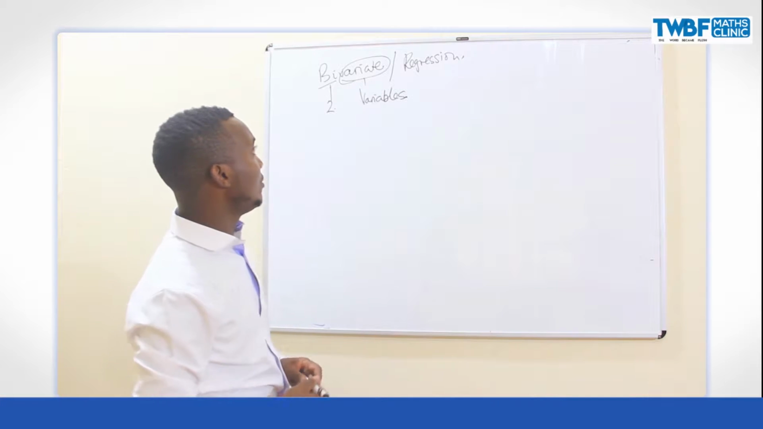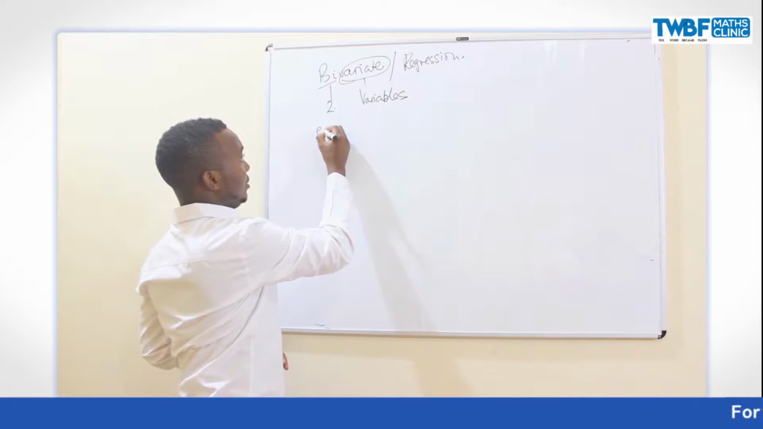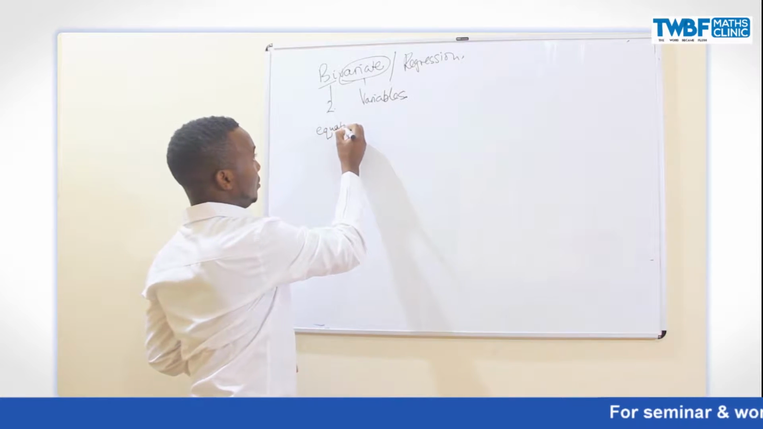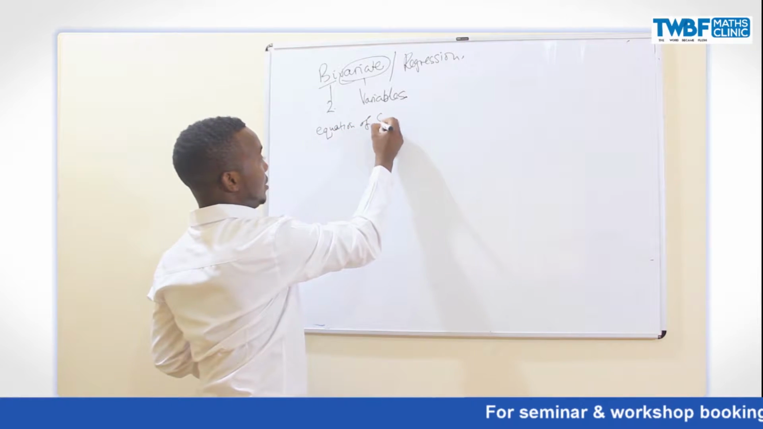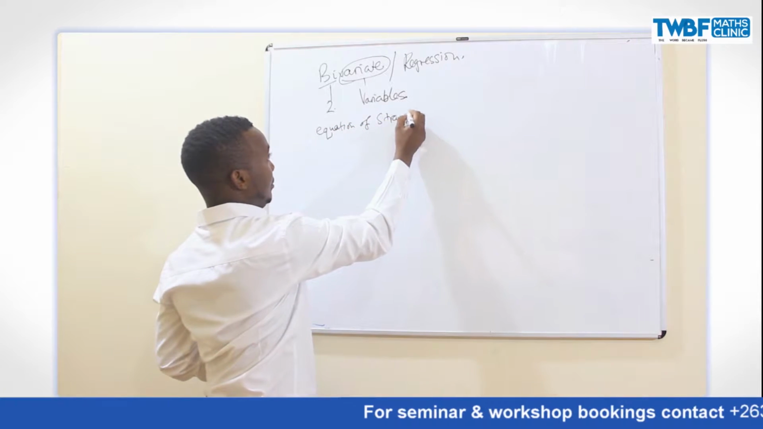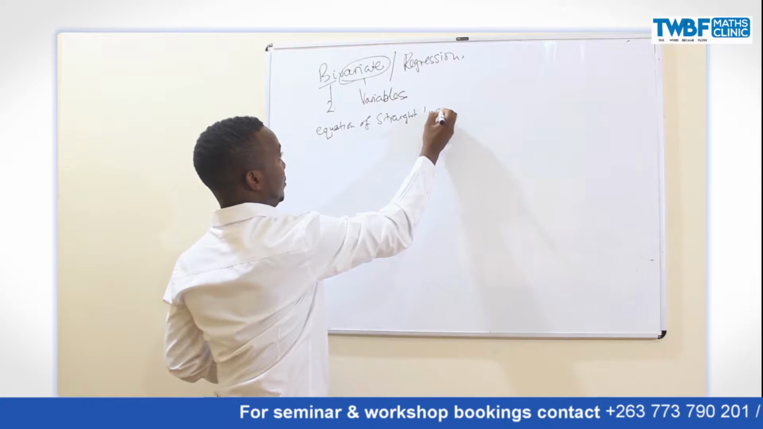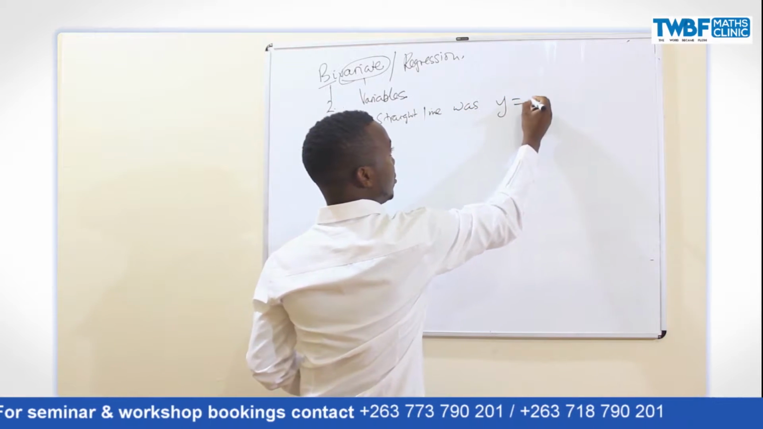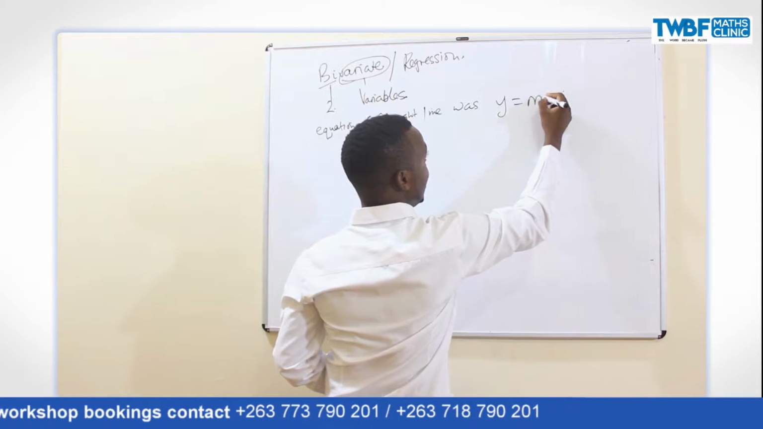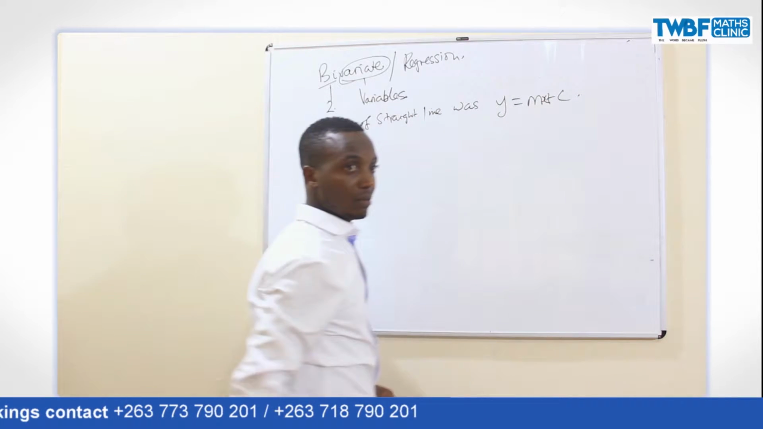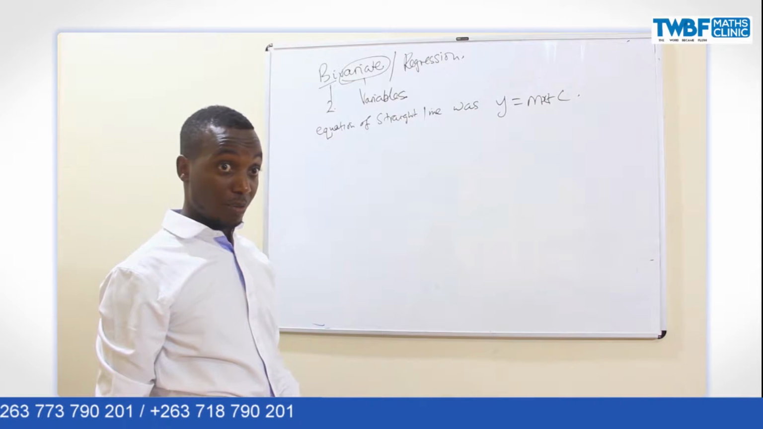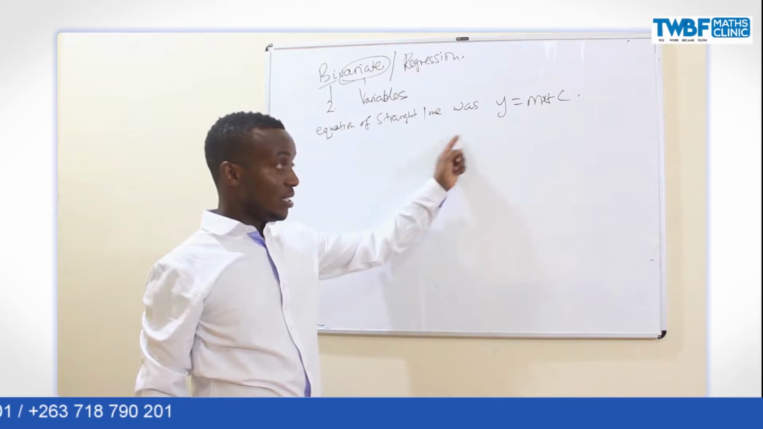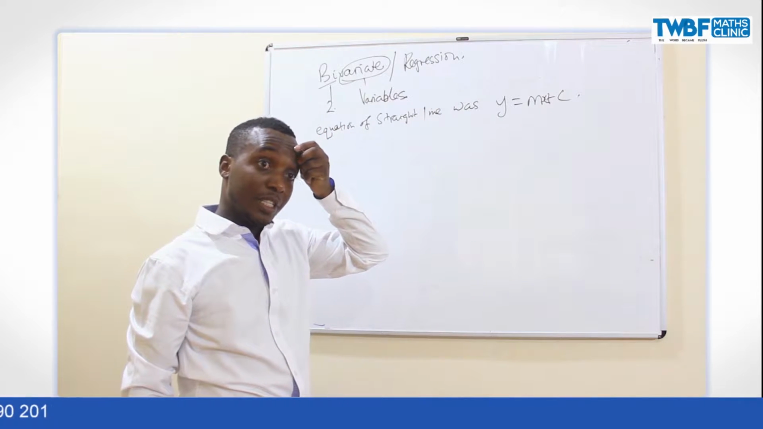Just like at O level, the equation of a straight line was y equals mx plus c. We know that from our previous level. Yes, this is the equation of a straight line.